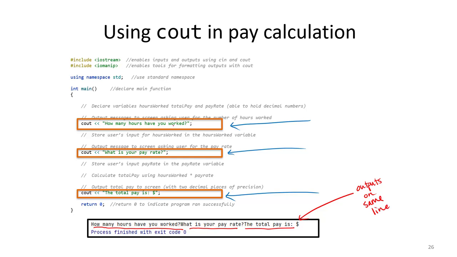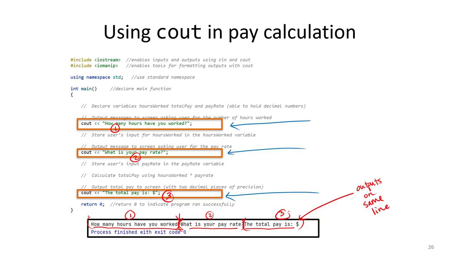Notice we have "how many hours have you worked," and our first cout is here. Then the second one, "what is your pay rate?" is immediately outputted on the same line, and finally the total pay. The outputs are all on the same line. That's not very readable.